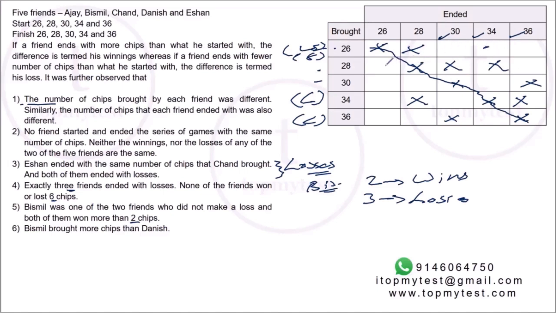Now 28, there is nobody to take this. If 26 finishes here, there is nobody to take 36, right? The only one who can take 36 will be 28. But you'll observe that 28 cannot take 36, because if 28 takes 36, he will also end up with a profit of 8. Two people cannot end up with 8, right? So we know 26 cannot end with 34. And the third scenario will be when 26 ends up with 36, and we'll have to figure out the rest. So we have two scenarios to play with: 26 ends with 30 or 26 ends with 36. Let's try to fix this.